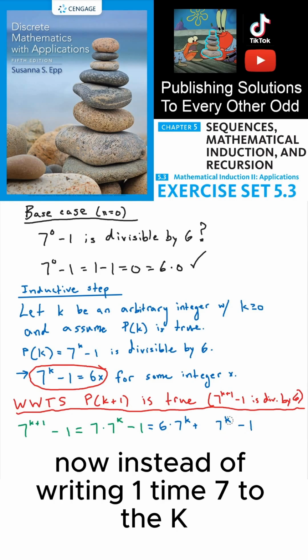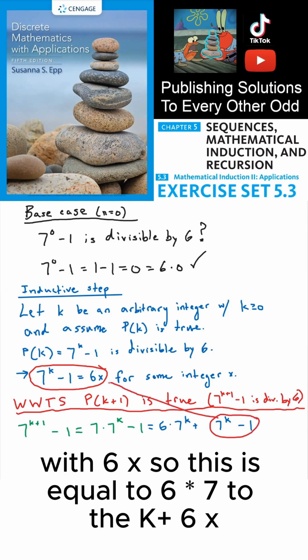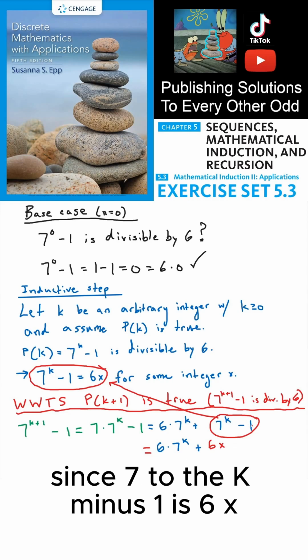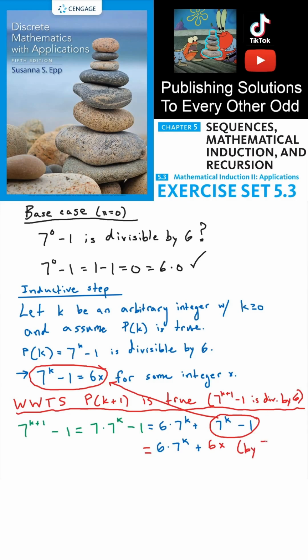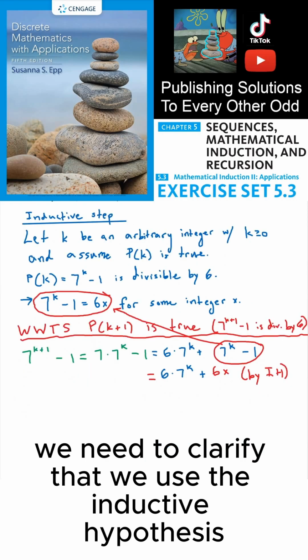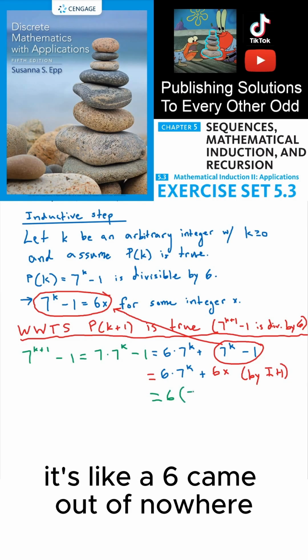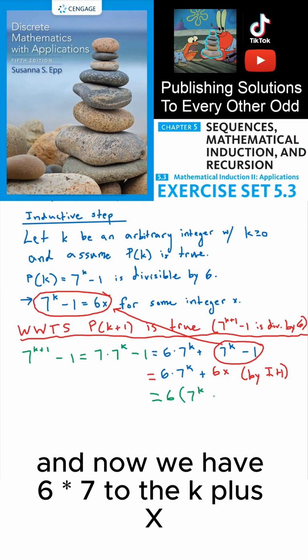Now, instead of writing 1 times 7 to the k, I'm just going to write 7 to the k. And then I'm going to replace this 7 to the k minus 1 with 6x. So this is equal to 6 times 7 to the k plus 6x. Since 7 to the k minus 1 is 6x, by the inductive hypothesis. Whenever we use the inductive hypothesis, we need to clarify that we use the inductive hypothesis. And now, if you notice, we can magically factor out a 6. It's like a 6 came out of nowhere, and now we have 6 times 7 to the k plus x.